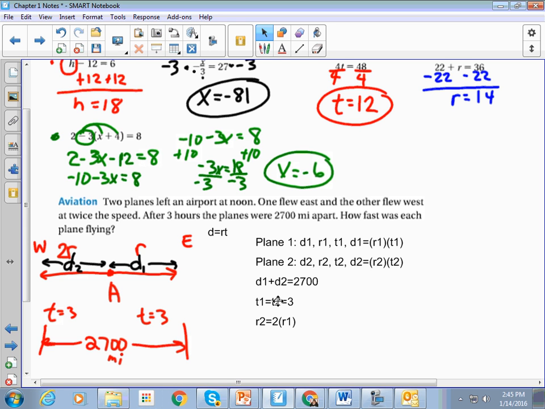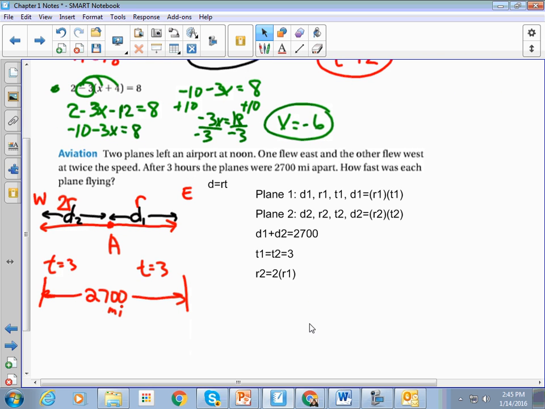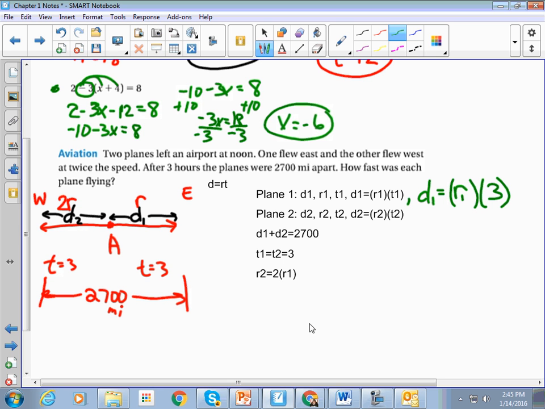Time 1 is equal to time 2, which is equal to 3. And rate 2 is equal to twice the rate of 1. So we're going to use these properties and put them together into a little equation. So I know D1 plus D2 equals 2,700. So let's go ahead and find what D1 is equal to. It's equal to our rate, R1, times our time, which we know is 3, because it's 3 all day long.